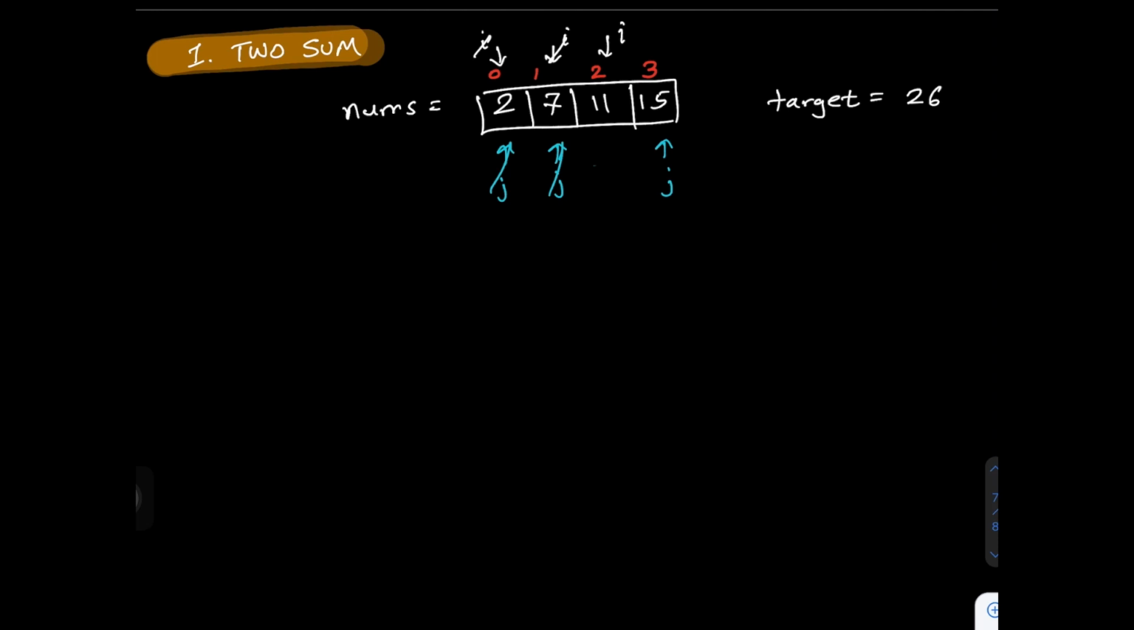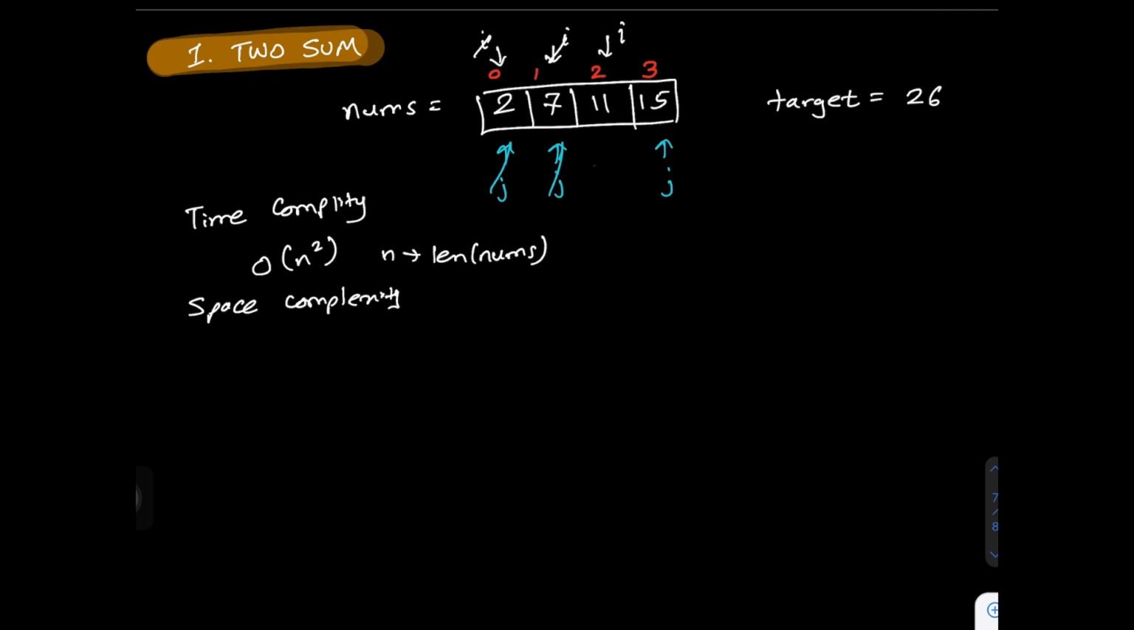The major drawback of this approach is the time complexity, because we are using a nested loop within another loop, and both of them are iterating over the entire length of the nums array. So the time complexity is order of n squared, where n is the length of the array nums. The space complexity is order of 1, and that is because we are not using any extra space.